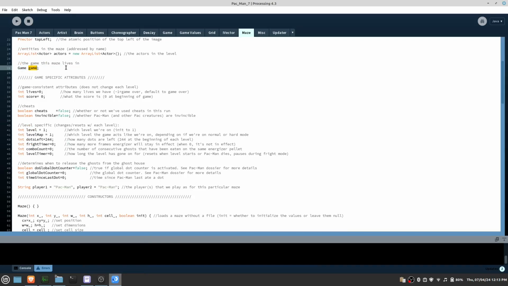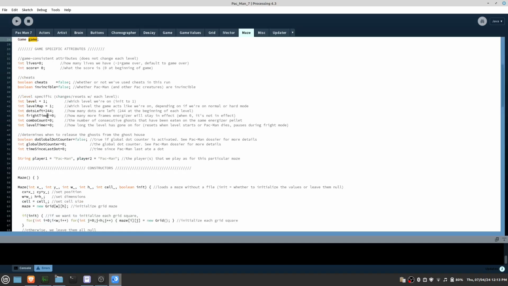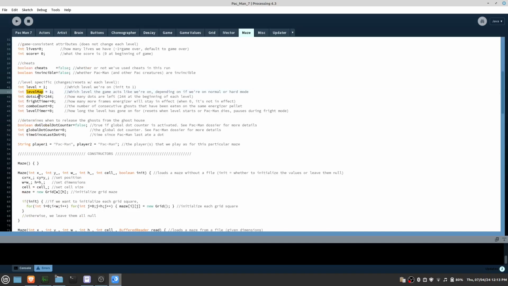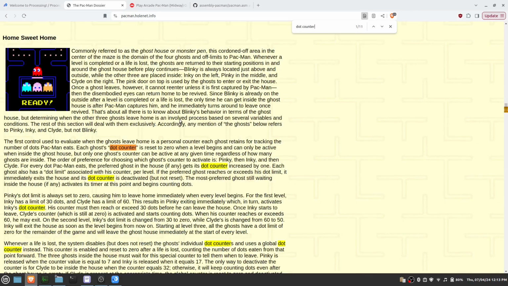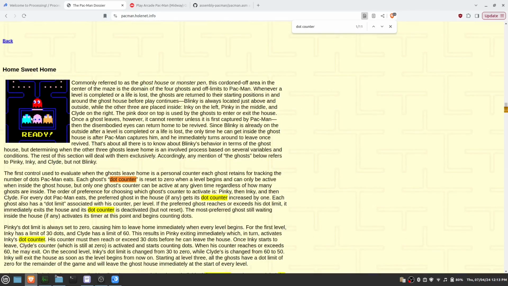The game itself, in case you want to have multiple instances of the game running at the same time, like if you wanted to make a neural network trained to play Pac-Man, and a bunch of other important stuff such as what level you're on, how many dots are left, how many ghosts you've eaten in a row. A big fancy mechanic involves dot counters. The mechanics of this game were very intricate. There is this thing involving dot counters that would determine when the ghosts would actually leave the ghost house.